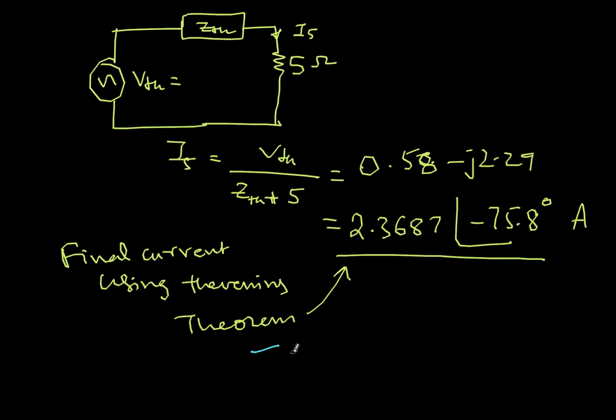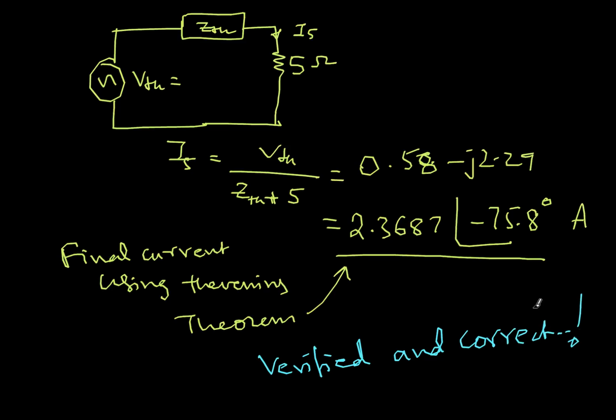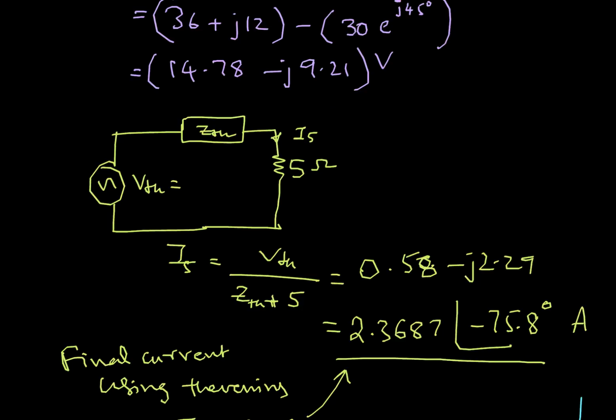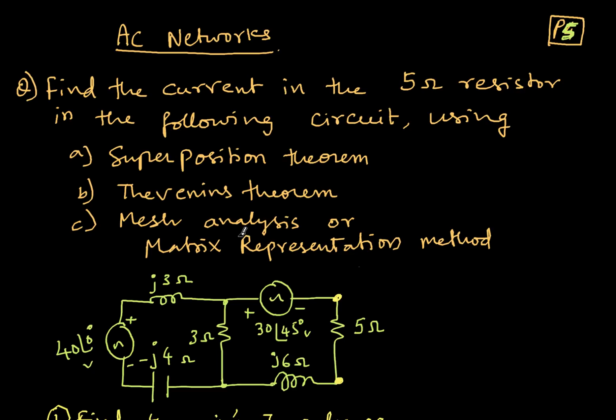So verified and correct. It's always very satisfying when you solve a circuit and then check your answer and the answers are correct. So it gives a good feeling. We also have one more theorem to go. So how do you do it with mesh analysis? Again, do we get the same answer or a different answer?